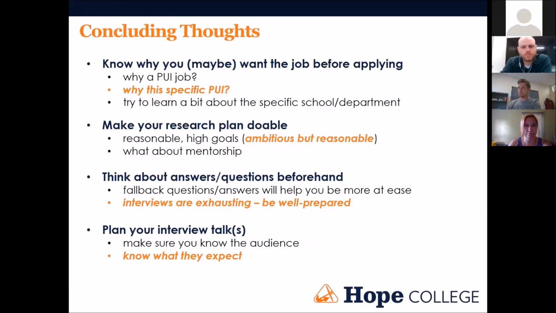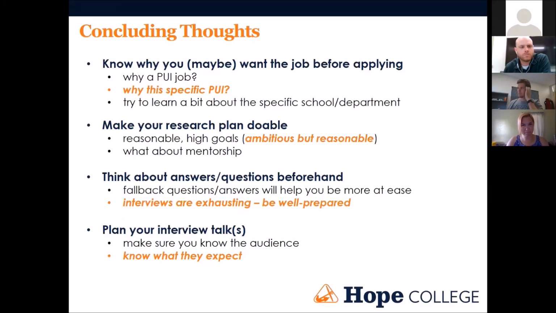So hopefully that gives a little bit of a flavor of at least some overarching thoughts. I'll just leave with a couple points before we jump into the second half of this session. One of the key things I want you to take away is to look into, maybe even more than when you're applying to an R1, why specifically you want to work at this PUI. What is it about this one? You want to really try to learn about the specific school and department, because PUIs can be really different, and you don't want to put the time and effort into applying if it's not a place that you want to work.